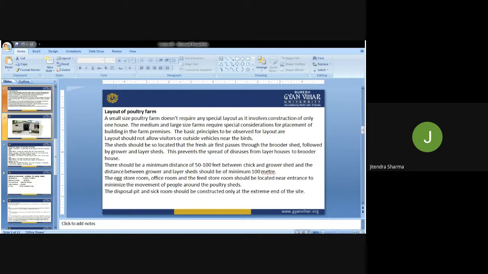The disposal and feed sick room should be constructed only at the extreme end of the site. That is where we have the disposals, when we supply the chicks directly, or sometimes supply the birds after finishing them. So the disposal facility should be built at the very end, away from the main poultry building. That is also very much important.